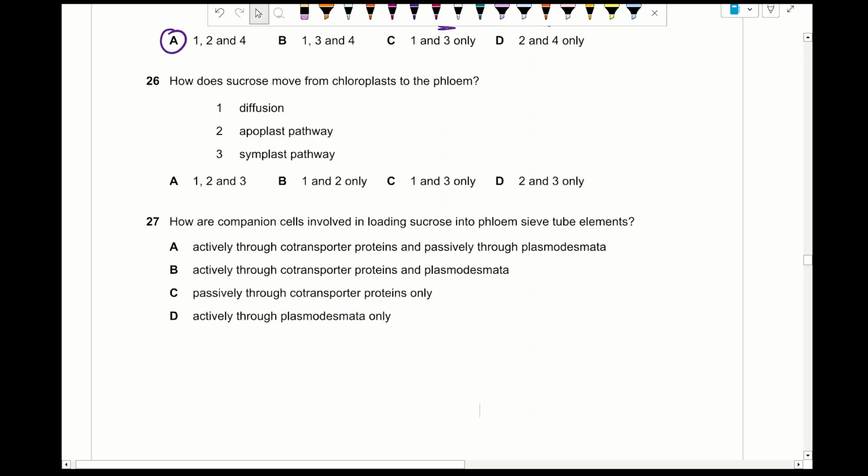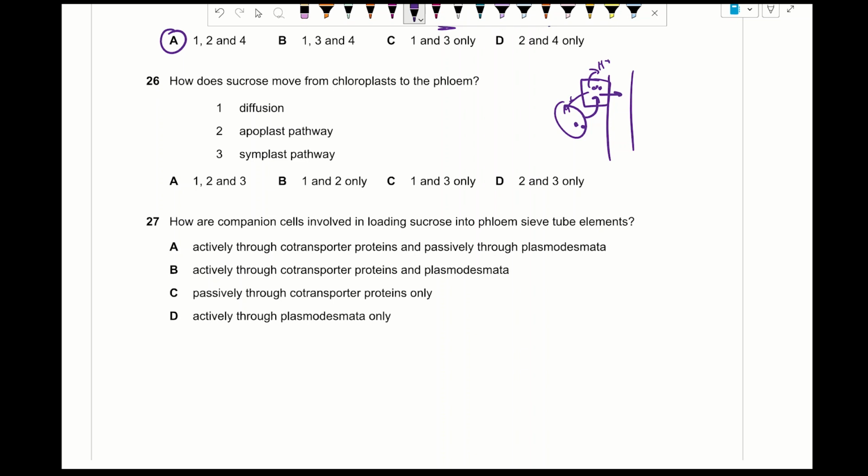Number 26. How does sucrose move from chloroplast to the phloem? First of all, we must know the pathway of movement of sucrose into the sieve tube elements. We have a companion cell. The function of a companion cell is to pump hydrogen ions to its cell wall via hydrogen pumps. Then hydrogen ions combine with sucrose found outside, and they both go back into the companion cell via carrier proteins. And then once the sucrose is inside the companion cell, it diffuses via passive diffusion into the sieve tube elements.